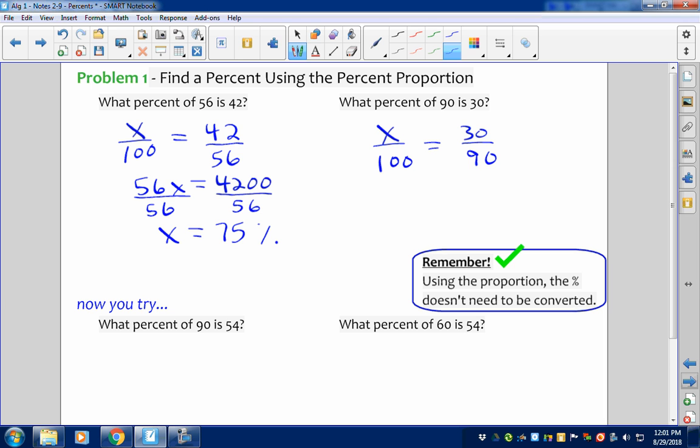So let's see here. We've got 90x equals 3 with 1, 2, 3 zeros. So x equals about 33.3%. There's a bar over it. It keeps repeating. That means it's exactly equal to 1/3. So you could say 33.33%.